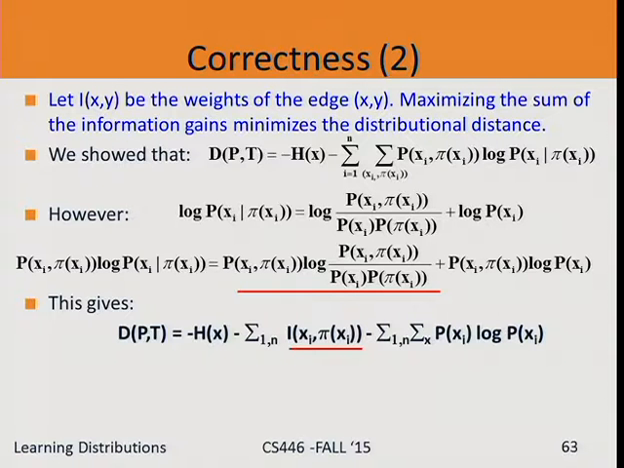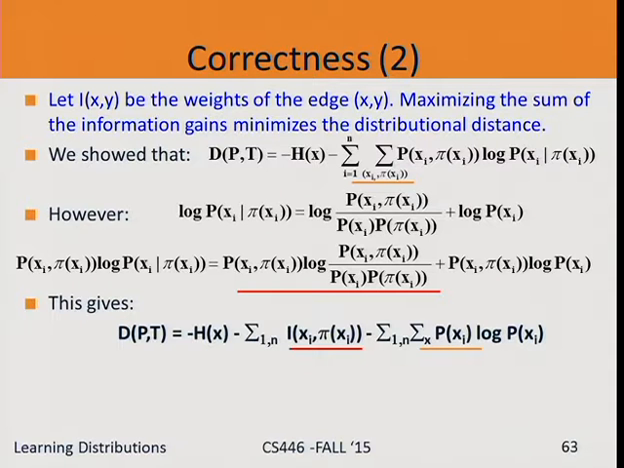And I'm getting a term here that, again, requires a little bit of algebra, but because I'm summing over pairs, xi, pi of xi, if you do the algebra, you can marginalize out all the pi's. And what you get is just sum over x, p of x, log p of x. This step requires a little bit of algebra.